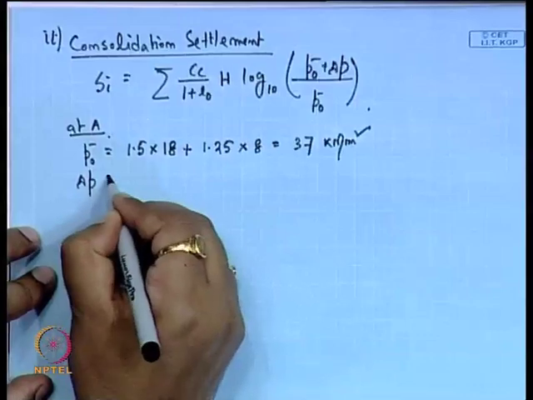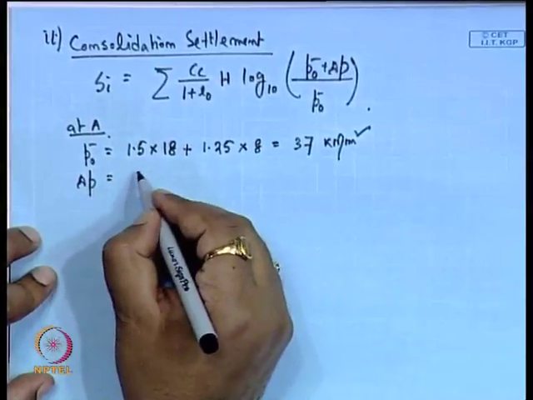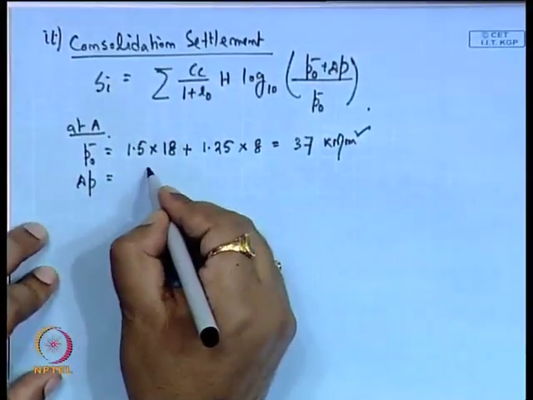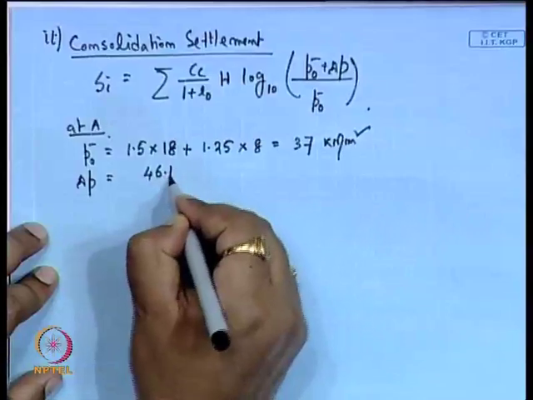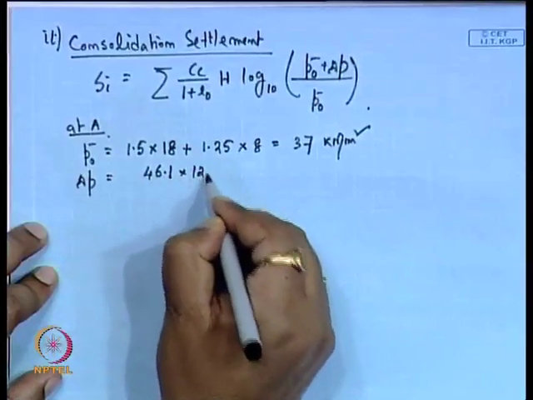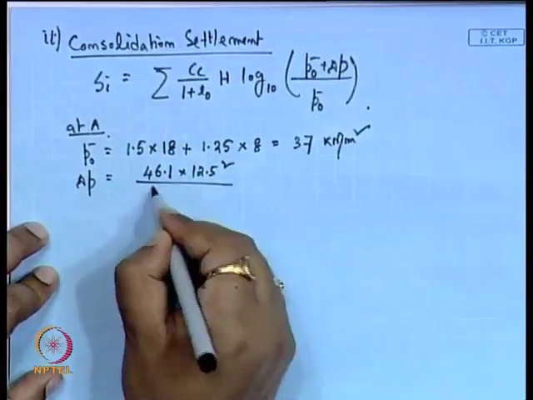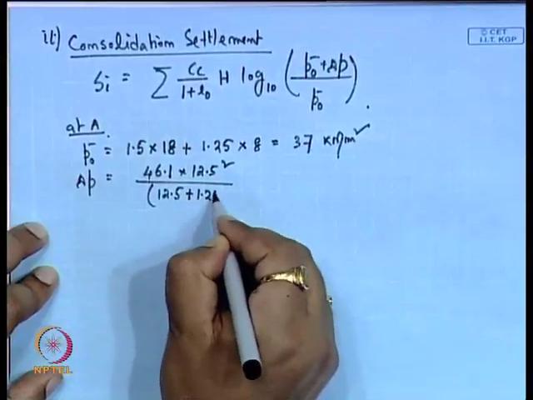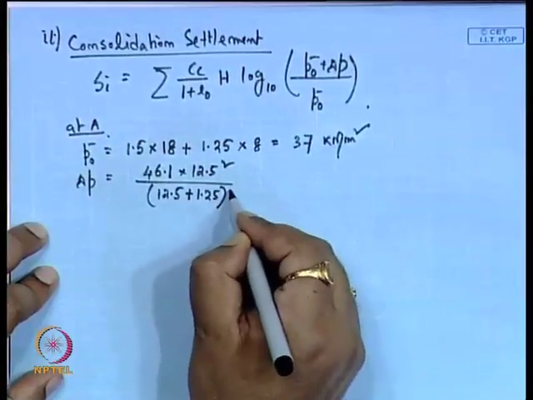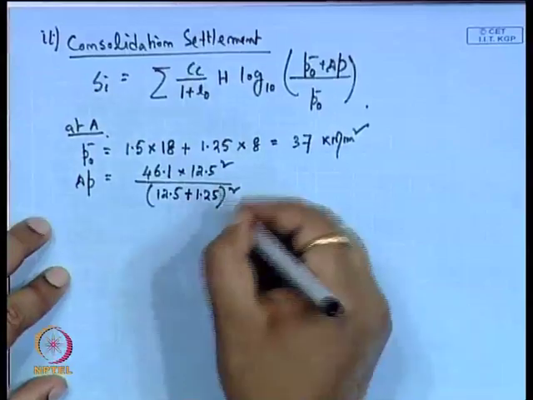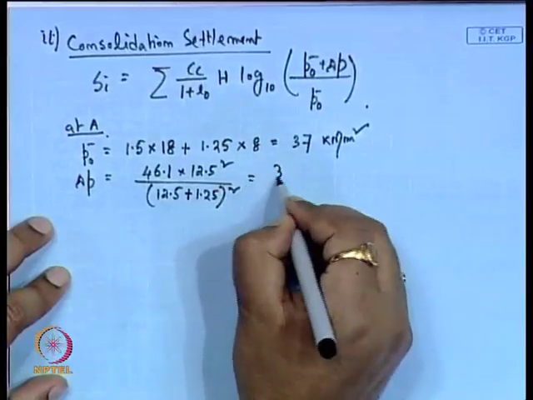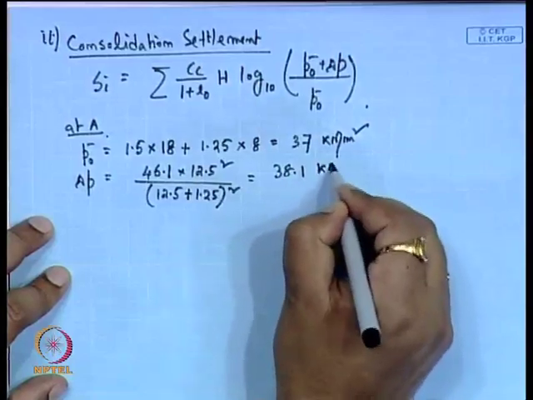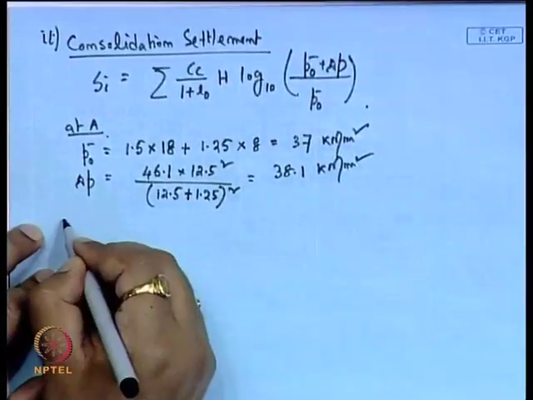Similarly, for del P, we are considering 1:2 distribution. So, 46.1 into 12.5 whole square divided by 12.5 plus 1.25, for this thickness, whole square, because this is a square footing. So, this is 38.1 kilonewton per meter square.